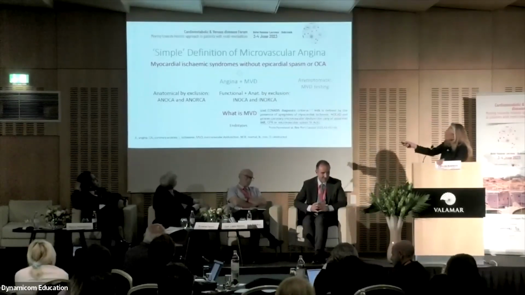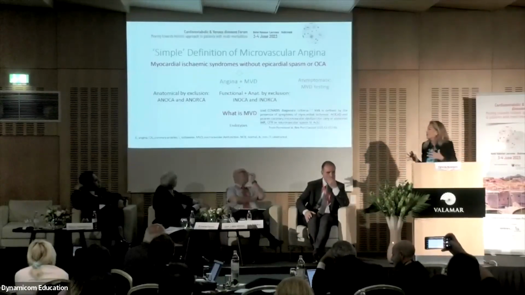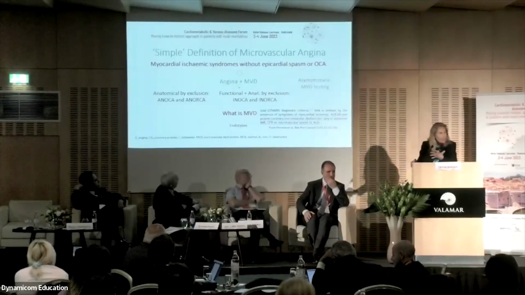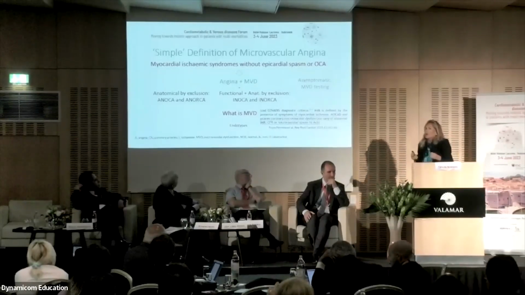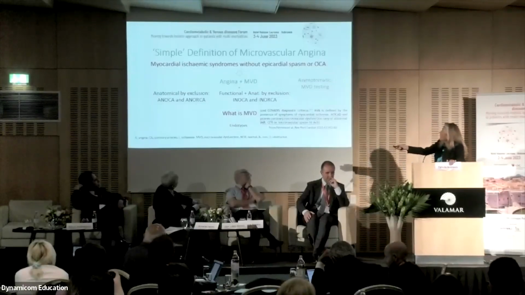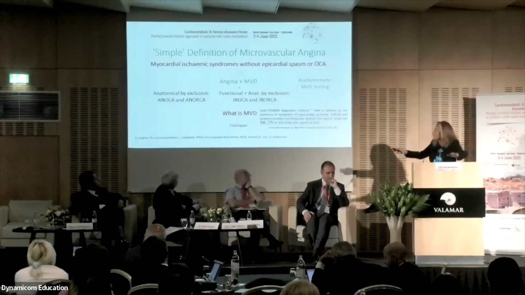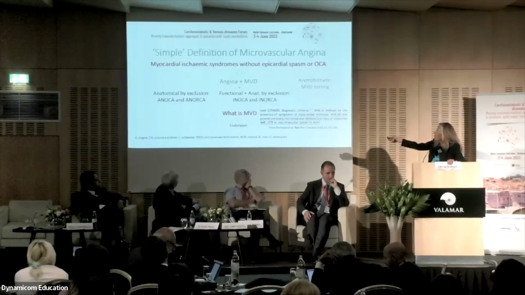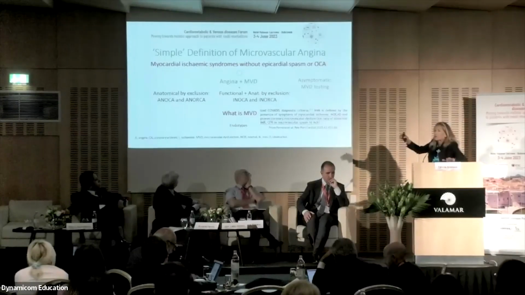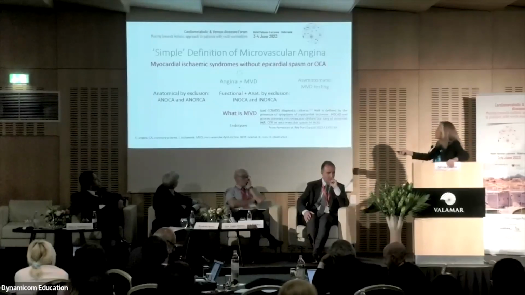So the simple definition is one based on terminology, microvascular angina. So it's someone who has chest pain and presumably of ischemic origin, not related to epicardial obstruction. And therefore, I would say myocardial ischemic syndromes without either epicardial spasm or obstructive coronary artery. And I think we all agree this is quite simple. So then we have angina which, being not epicardial, is presumably microvascular disease.